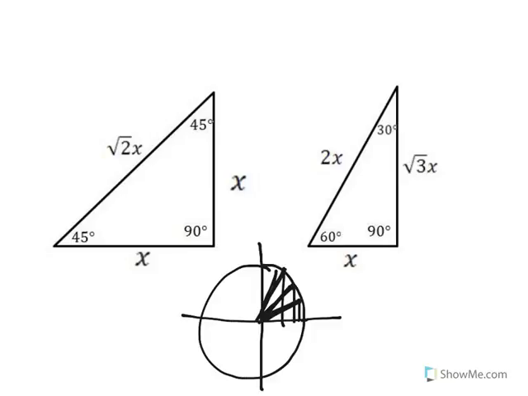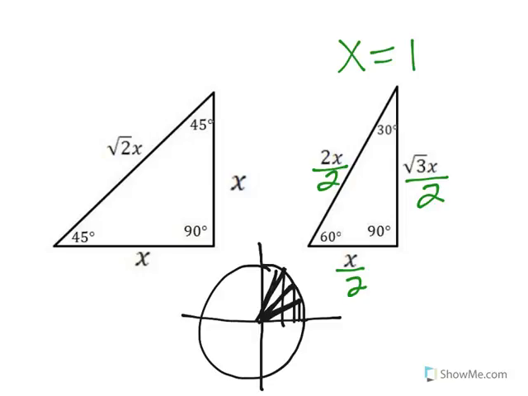So we want to make it so that the hypotenuse of each triangle is 1, and then adjust every side accordingly. Starting with the 30-60-90 triangle, our hypotenuse is 2x, so I'm going to divide everything by 2 to get it to be 1. Now we have x as our hypotenuse, x over 2 as our short side, and square root of 3 times x over 2 as our long side. You have to remember here that x equals 1.